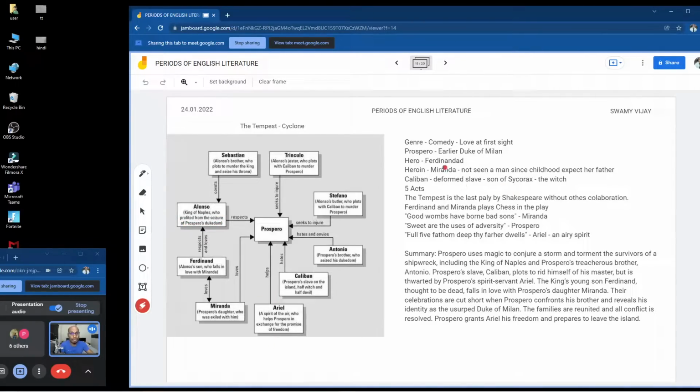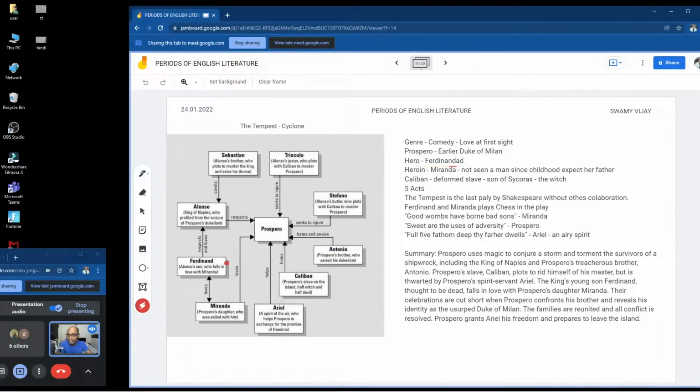So let us come to the story. The genre of this play is comedy, okay, and the main theme is love at first sight. So who is Prospero? He is the earlier Duke of Milan, but he lost his power to his brother. What is the name of his brother? Antonio. So he is Prospero's brother who seized his kingdom. Earlier Prospero was the Duke of Milan, but Antonio sent him into exile. He threw him out and became the Duke of Milan.